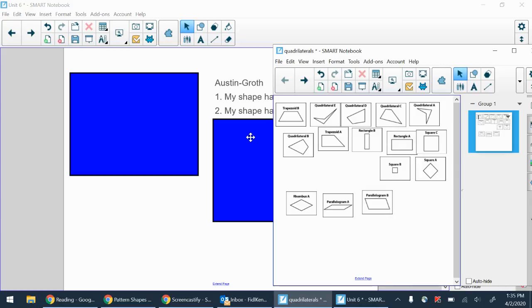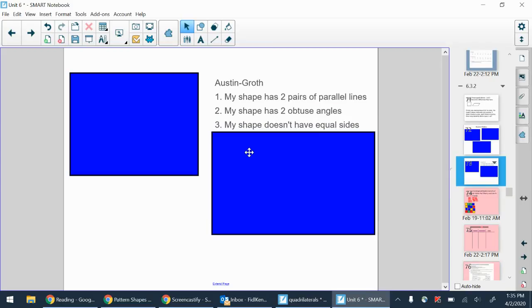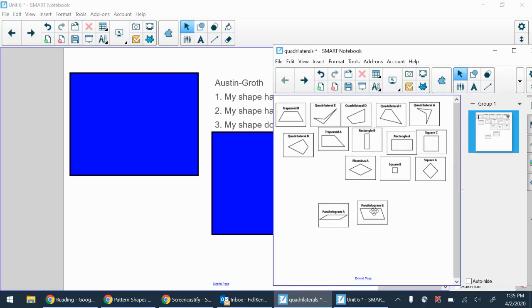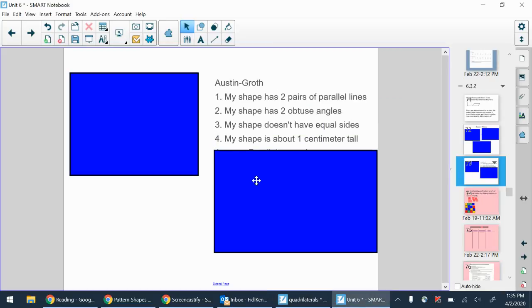All right, let's look at clue number 3. My shape doesn't have equal sides, so they're not congruent. Oh, well, I guess the rhombus has to go because a rhombus has 4 equal congruent sides. All right, so one of the parallelograms, let's figure out which one it is.